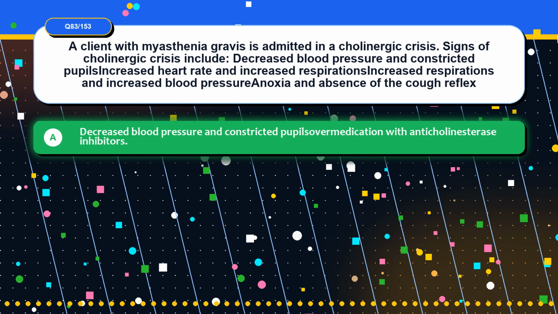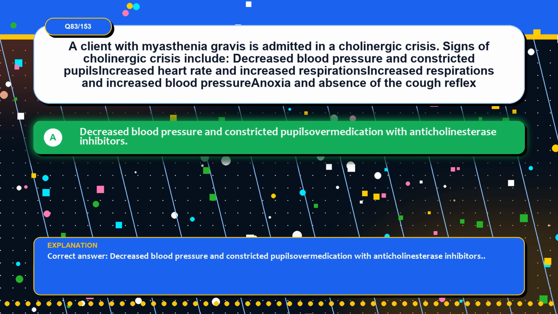The correct answer is option A. Decreased blood pressure and constricted pupils over medication with anticholinesterase inhibitors.